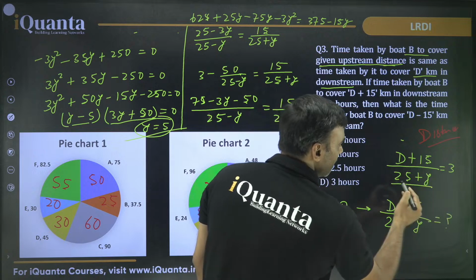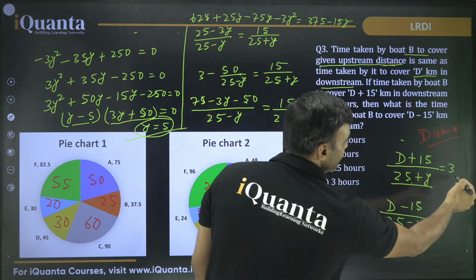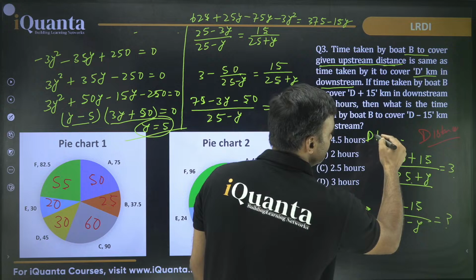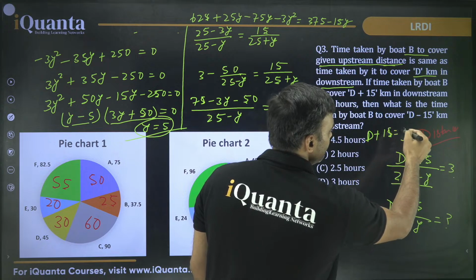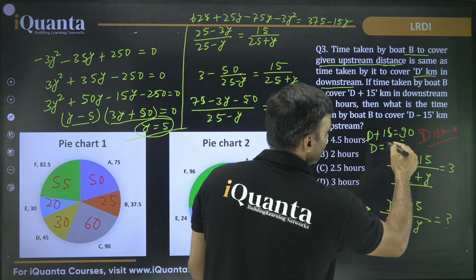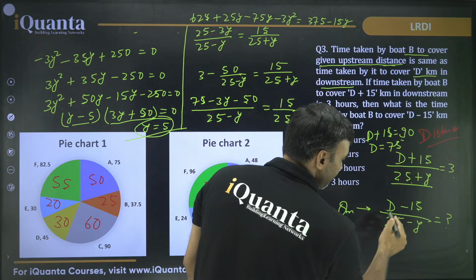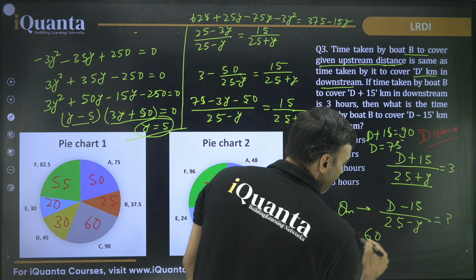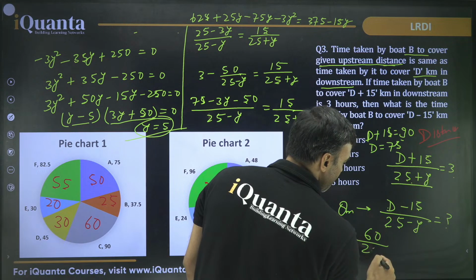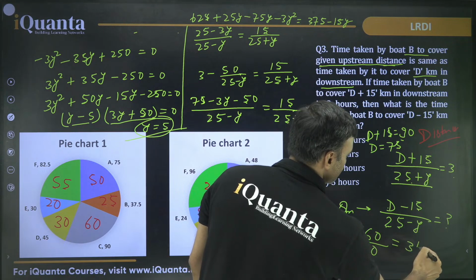Put it here, 25 plus 5 is 30. 30 into 3 is 90. So d plus 15 is equal to 90. So d is equal to 75. Now put it here, 75 minus 15, 60, divided by 25 minus 5, that is 20. So it should be 3 hours.